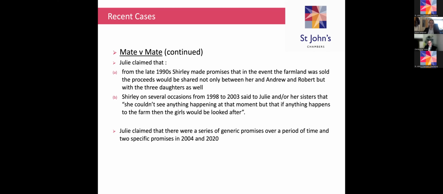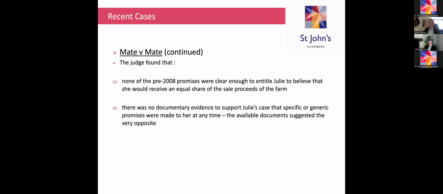Now, the evidence at trial didn't really play out to Julie's advantage. It was quite clear, the trial judge found, that none of the pre-2008 promises that Julie was relying on were sufficient to entitle her to believe that she would receive an equal share of the proceeds of the farm. There was no documentary evidence to back up what Julie was saying of any specific or generic promises having been made. And in fact, the available documents tended to suggest that no promises had been made at all.